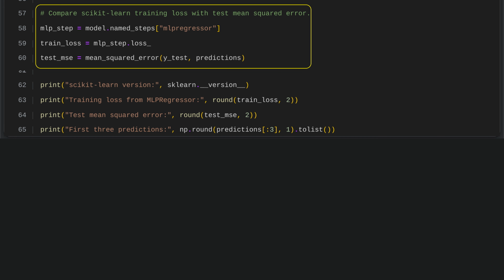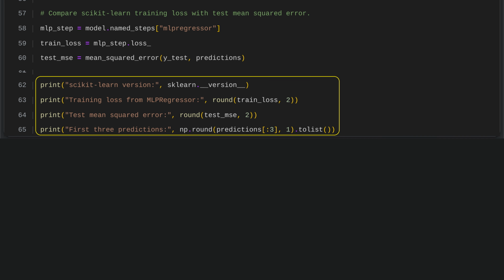We retrieve the trained MLP regressor from the pipeline, then use its training loss to see how well it fit the training data. We also compute the mean squared error on the test set to measure performance on unseen data. Comparing these two values helps evaluate both training fit and generalization.